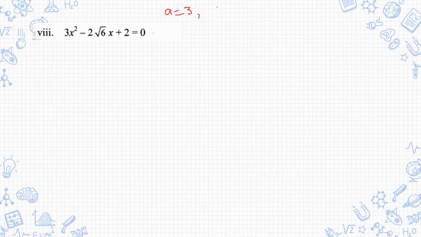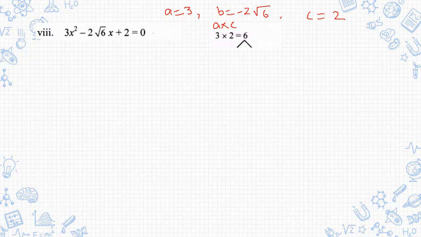The eighth sum is 3x squared minus 2 root 6x plus 2 equal to 0. Now this, if you compare it with the general form, a will be 3, b will be minus 2 root 6 and c will be plus 2. Now if you multiply a into c, 3 into 2 is 6. Now 6 you want to split into two numbers.